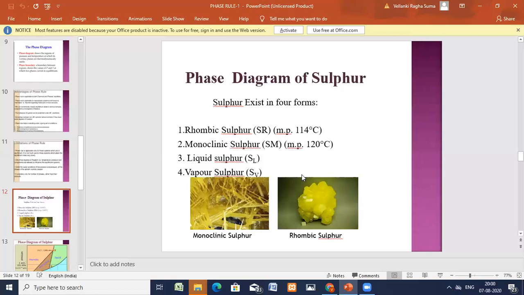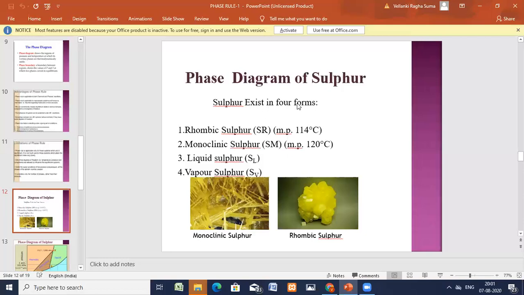So we also know the phase equilibrium for a two component system. Sulfur comes under a one component system, the second example for the one component system. In the previous session, the phase diagram of water, a one component system, was explained, and its variance was also explained: bivariant, monovariant, invariant. Now I'm going to explain for the sulfur.